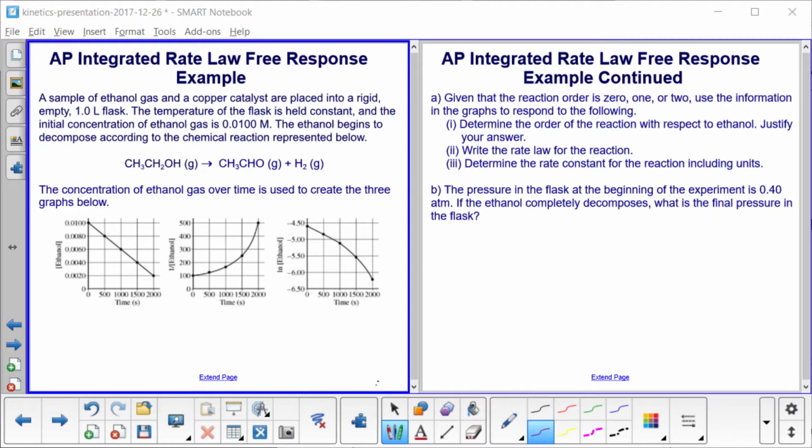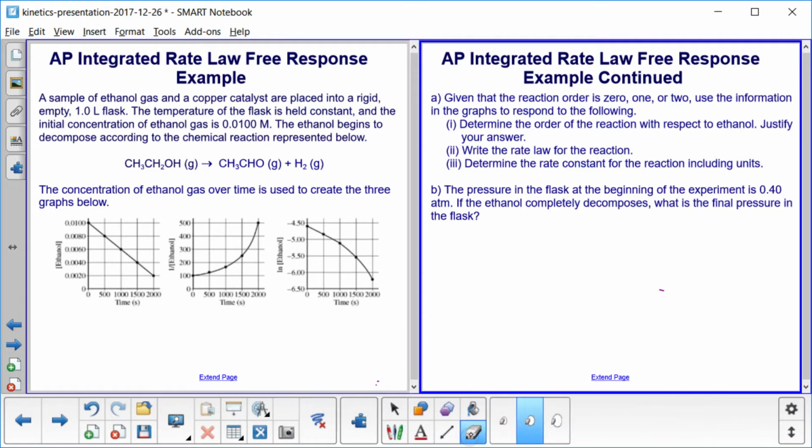The concentration of ethanol gas over time is used to create the 3 graphs below. So if you look here from left to right, we have the concentration of ethanol versus time, 1 over the concentration of ethanol versus time, and the natural log of the concentration of ethanol versus time. Okay? So, letter A, given that the reaction order is 0, 1, or 2, use the information in the graphs to respond to the following. Part I, determine the order of the reaction with respect to ethanol.